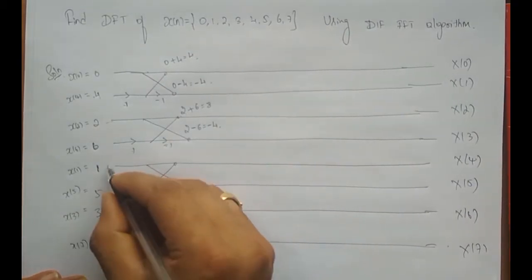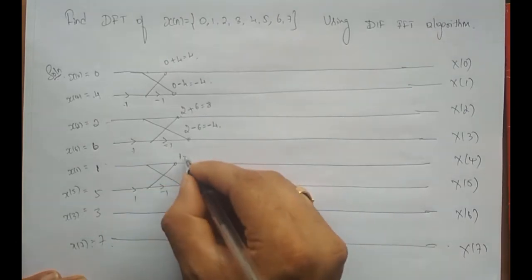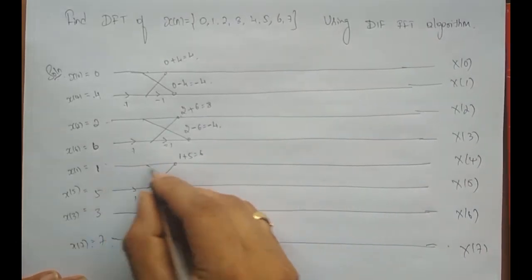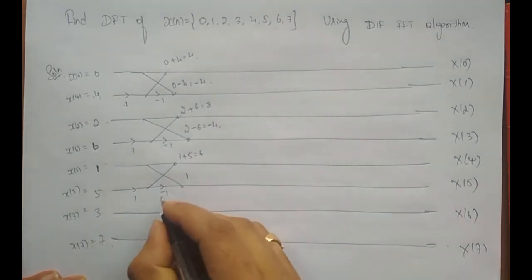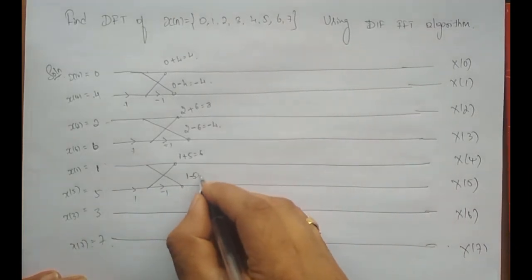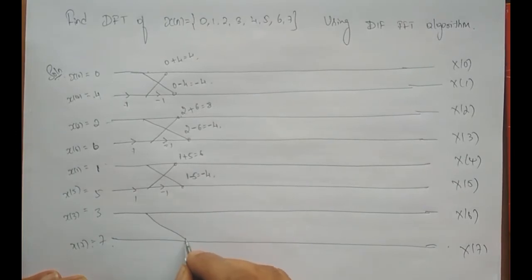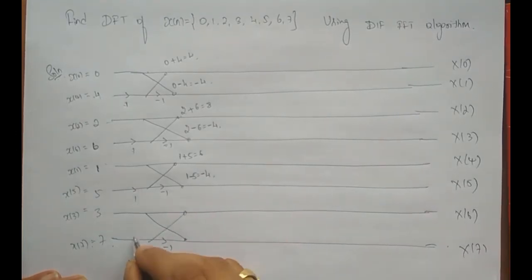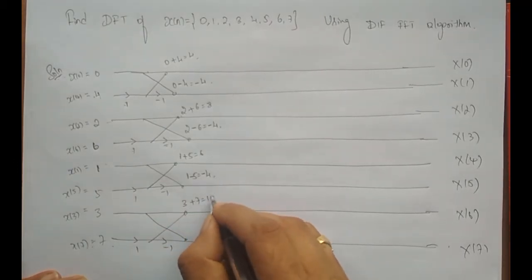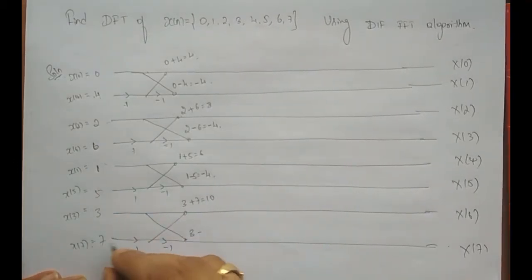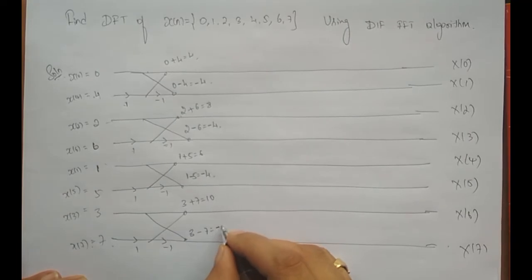Minus 1, 1. I have 1 coming here, added with 1 times 5, which is equal to 6. I have 1 coming here, subtracted with 1 times 5, which is equal to minus 4. Minus 1, 1. I have 3 coming here, added with 1 times 7, which is equal to 10. I have 3 coming here, subtracted with 1 times 7, which is equal to minus 4.